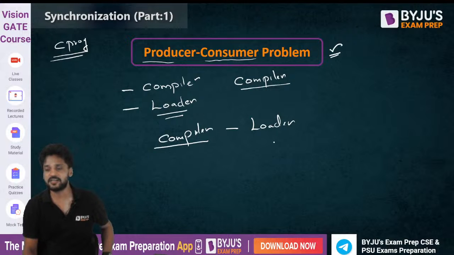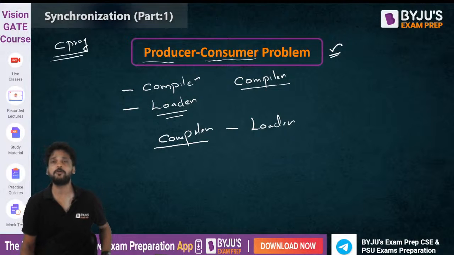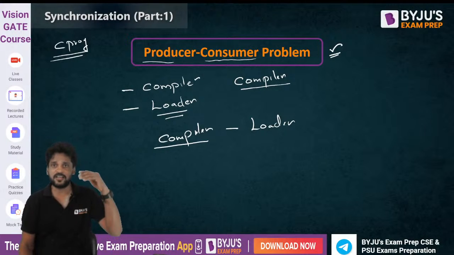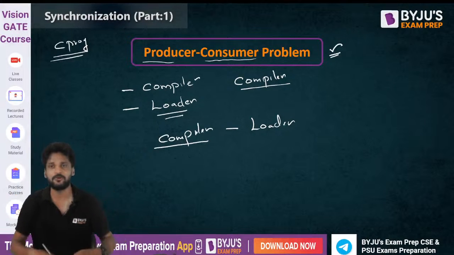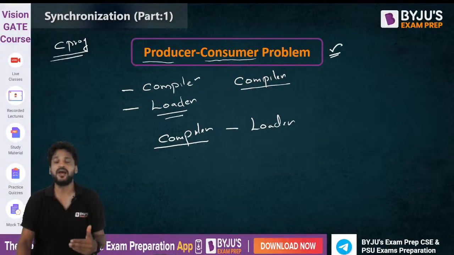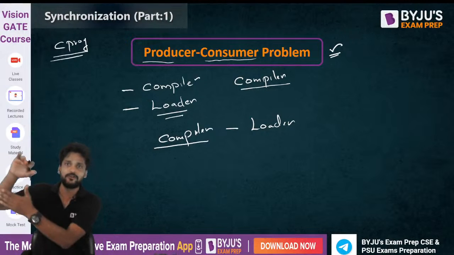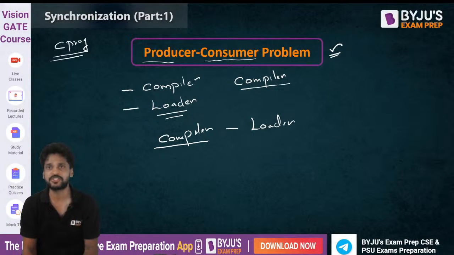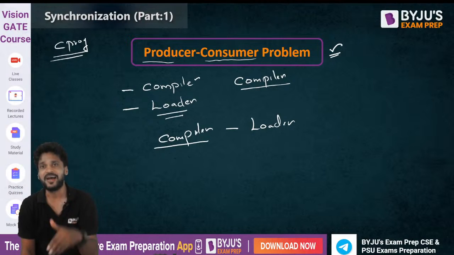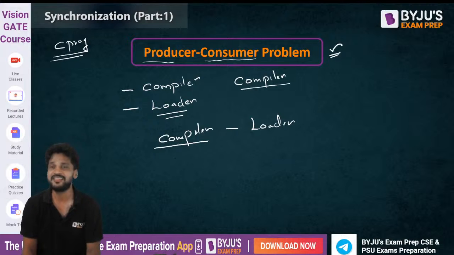Now you can understand this compiler and loader are cooperative processes. Unless the compiler executes, the loader cannot execute, because the output of the compiler, which is a byte code, will be taken as an input by the loader, and the loader is going to load this code into the main memory. That means the compiler and the loader are cooperative processes. Unless these execute in an order, unless they cooperate with each other, these processes cannot continue at all.